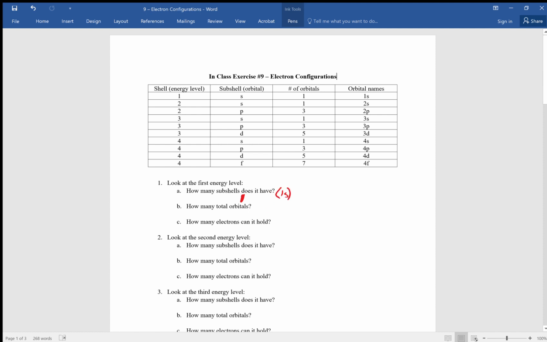How many total orbitals? Well, there's only one of each type of s orbital, so there's only one, and each orbital can hold 2 electrons. The second energy level has 2 types of subshells, s and p. How many total orbitals? Well, there's 1 2s plus 3 2p is 4 total orbitals, which can hold a total of 8 electrons.